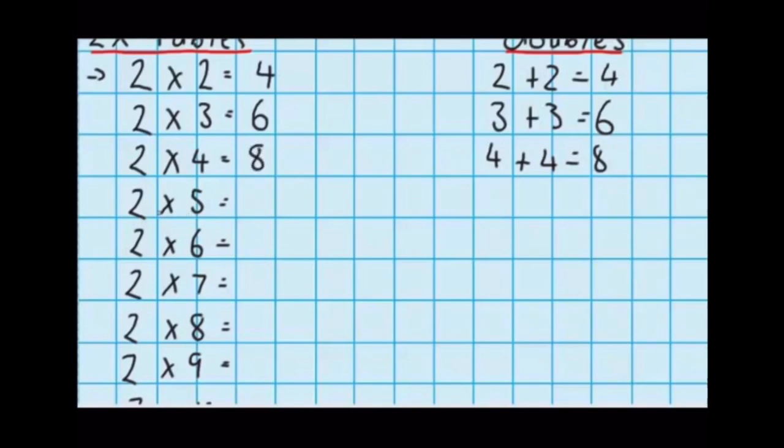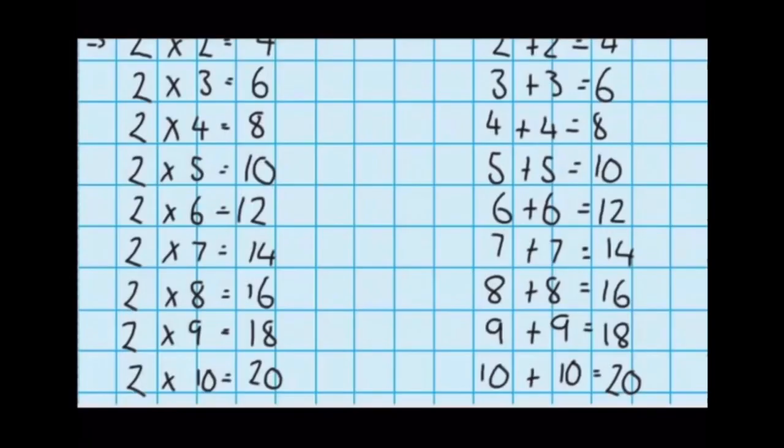2 times 5, that means 2 groups of 5. So here I have my 5 and another 5. 5 plus 5 equals 10. So 2 times 5 equals 10. Next one is 2 times 6, which means 2 groups of 6. So here is my 6 plus another 6. I know that's 12. So 2 times 6 equals 12. So now I've gone through and I've filled out the answers to all our other 2 times tables. Well, they're all even numbers.